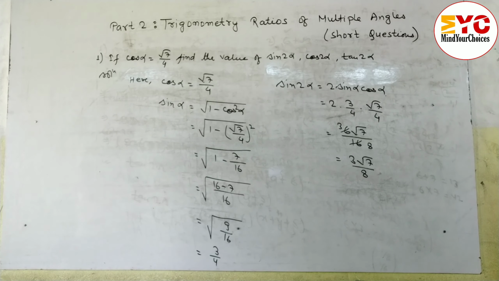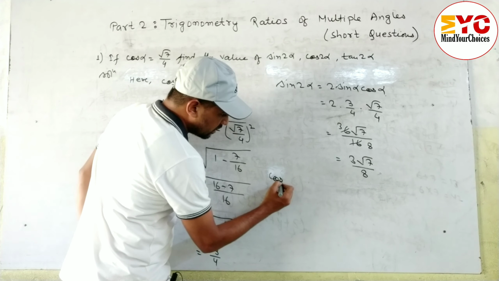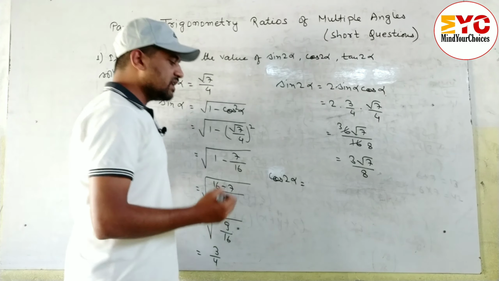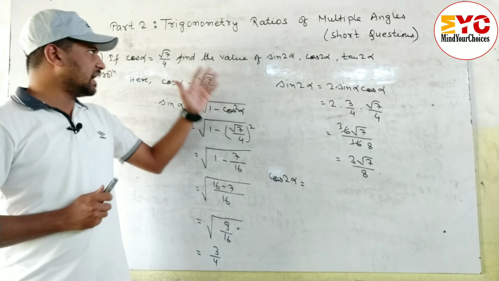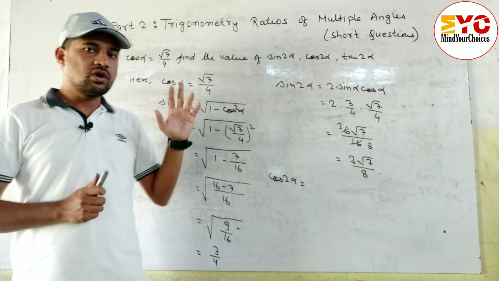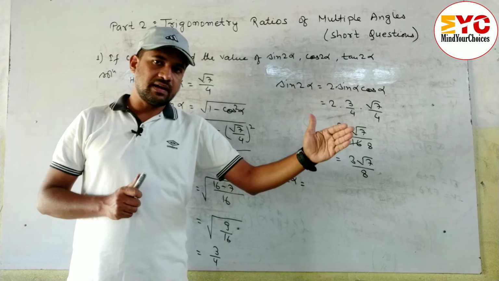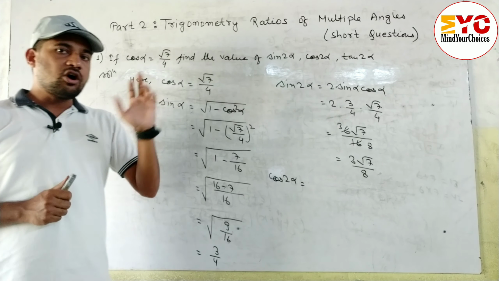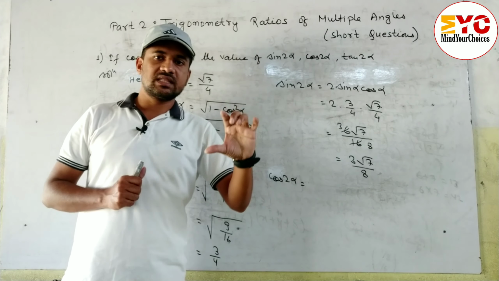After this we have to find out cos 2 alpha. You can see here cos 2 alpha. You can use cos square alpha minus sin square alpha, because we have the value of cos alpha and we have the value of sin alpha also. Or you can use the formula 1 minus 2 sin square alpha, because we have sin alpha. Or you can use 2 cos square alpha minus 1. You can use these 3 formulas.